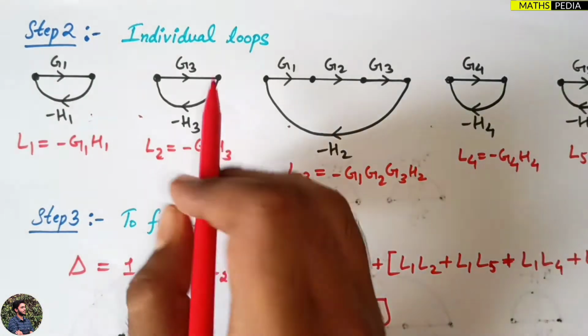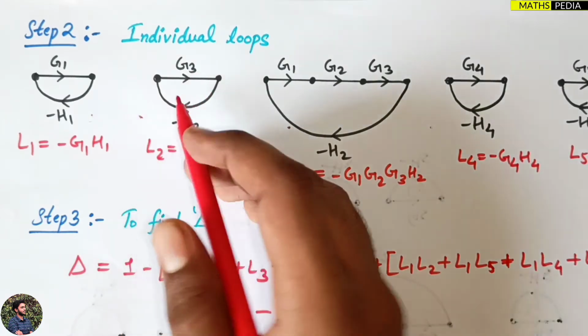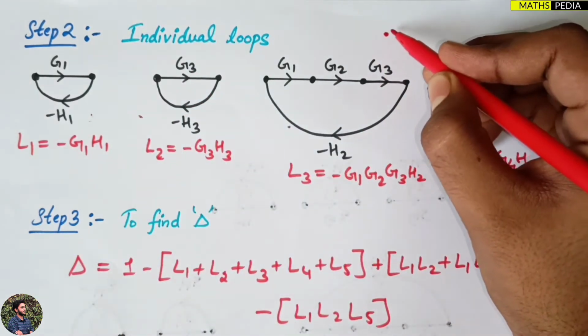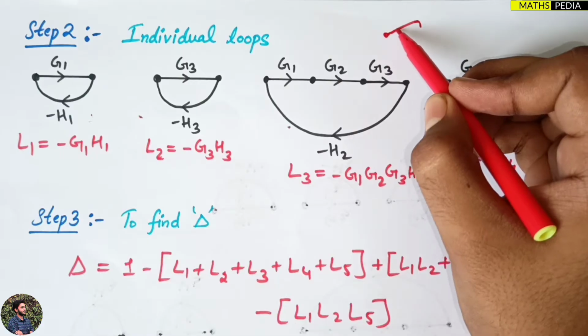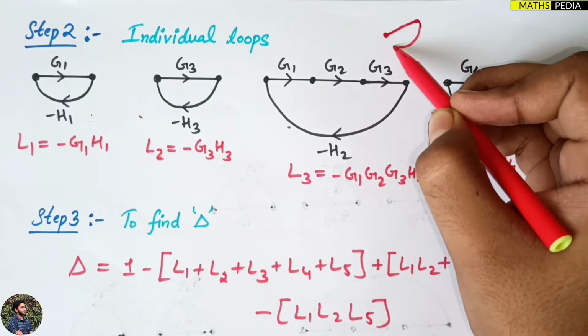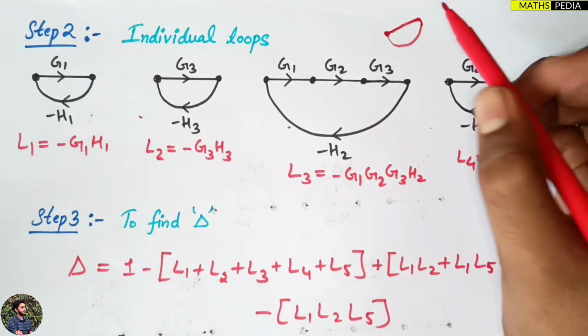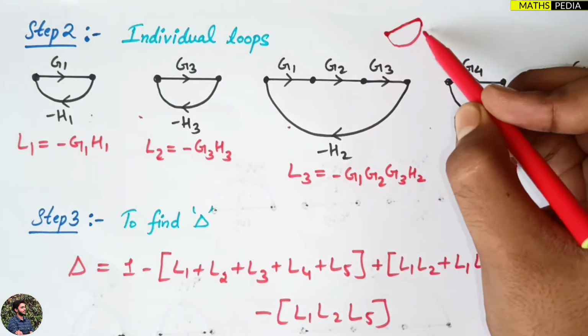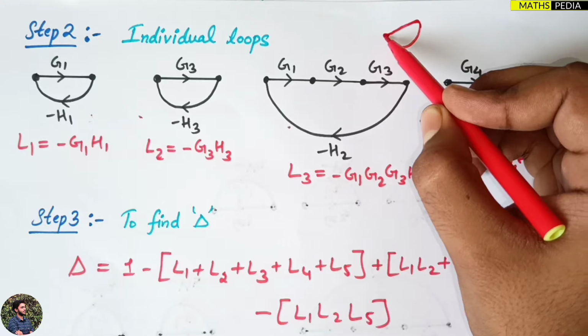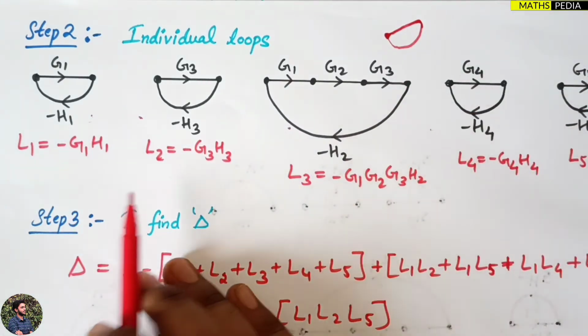In order to find individual loops, what you have to do: individual loops basically means we start from a node, travel and come back to the same node. That is nothing but the loop. That means starting and the ending point should be the same. If you start from this node, you have to reach this node at the last. Okay, so starting and ending point should be the same.